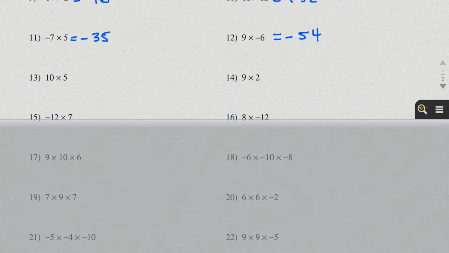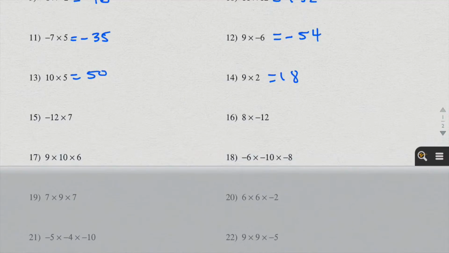Number 13, 10 times 5 gives us 50. Number 14, 9 times 2 is 18, both positive, so our answer is going to be positive. Number 15, negative 12 times 7. So what we get for that is a negative. 12 times 7 gives us 84. Okay, number 16. 8 times negative 12 is going to give us a negative. 8 times 12 is 96, so negative 96.